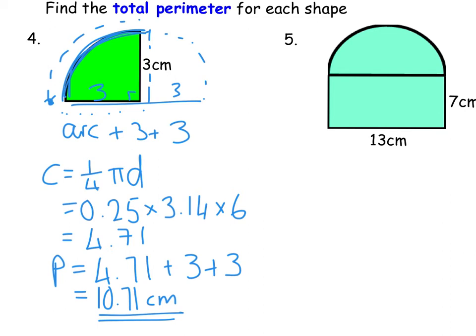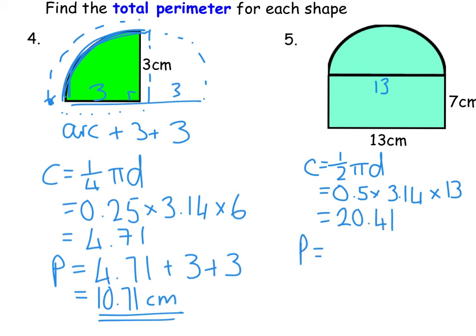Similarly, in this one, we've got a half circle. So I'm going to do C equals a half pi d. So I've got 0.5 times 3.14. Now, 13 is the base of the rectangle, so 13 is also the top of the rectangle, which is my diameter. So we're doing 0.5 times 3.14 times 13 into our calculator, and that gives us 20.41.